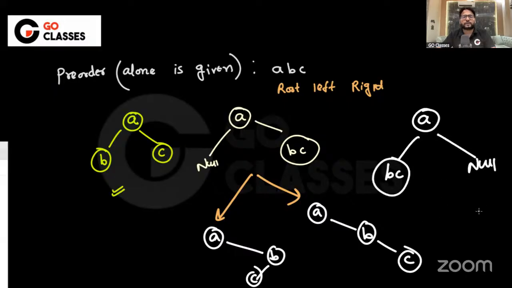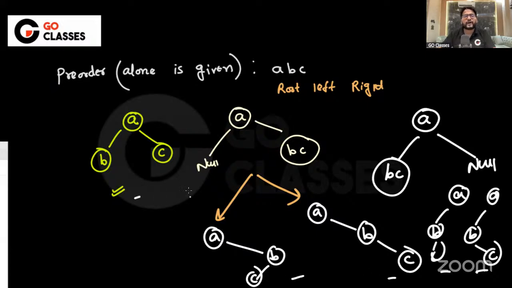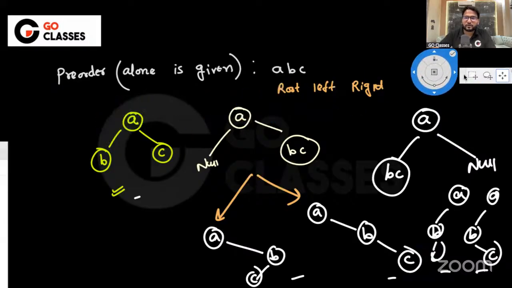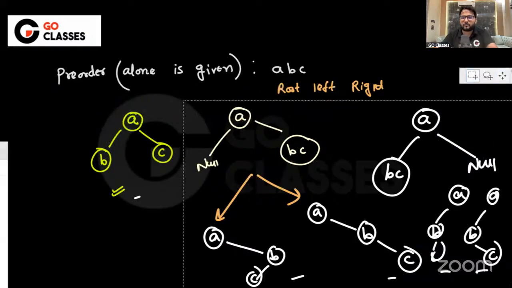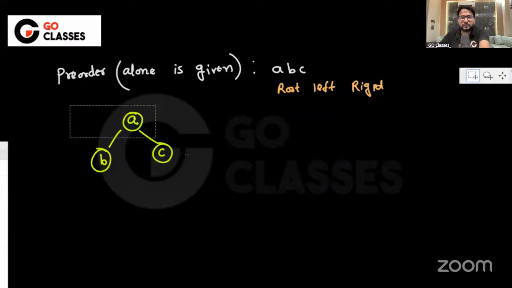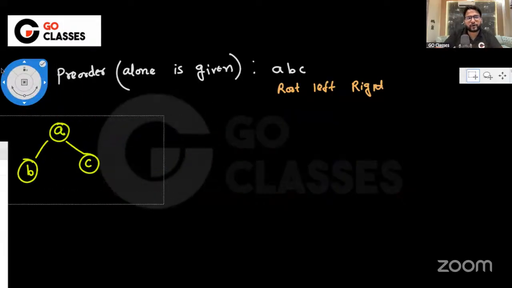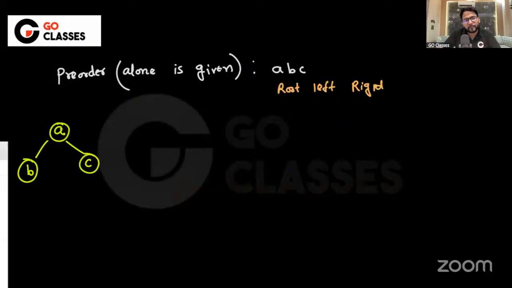Again there are two possibilities in a similar way, which is A, B, C like this, or A, B and C. Again there are two possibilities. So basically this is 1, 2, 3, 4, 5 trees just using this pre-order. So what I'm trying to say is, see, this is one tree, or one pre-order that you have got.